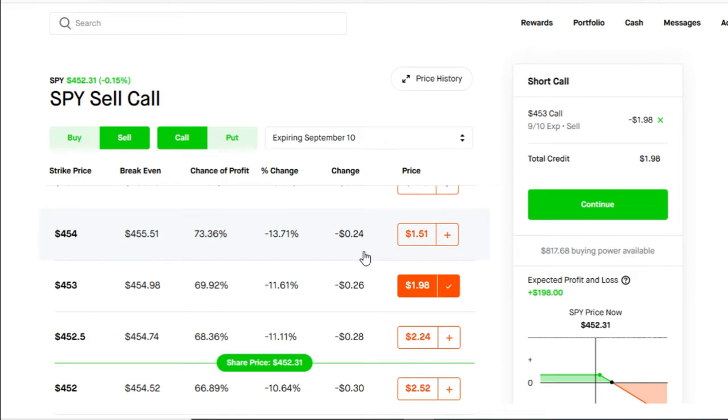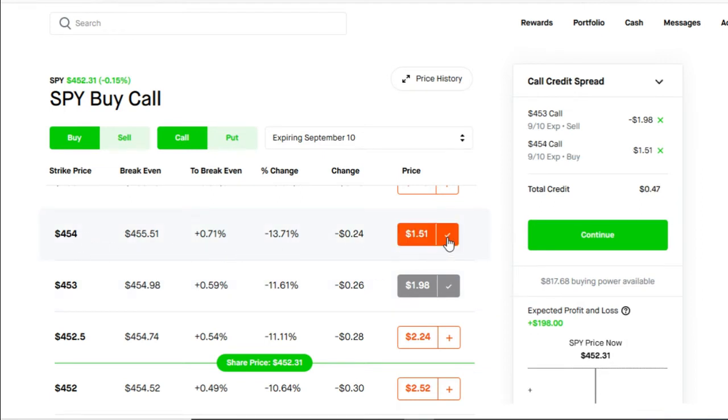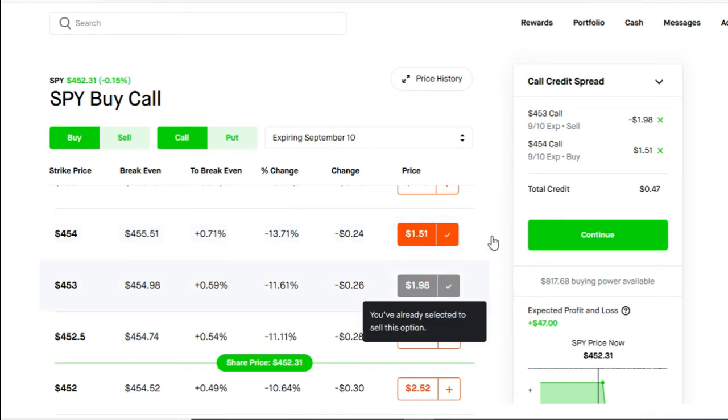Now we're going to go ahead to the second leg, which is going to involve buying the other call. For our buy call, we're going to select the strike price of 454, which is directly above our sell price. For that, we're going to have to pay something because we're buying it. We're going to have to pay 1.51 or $151. The difference between 151 and 198 is going to be 47, and this is going to be the minimum credit you're going to receive.